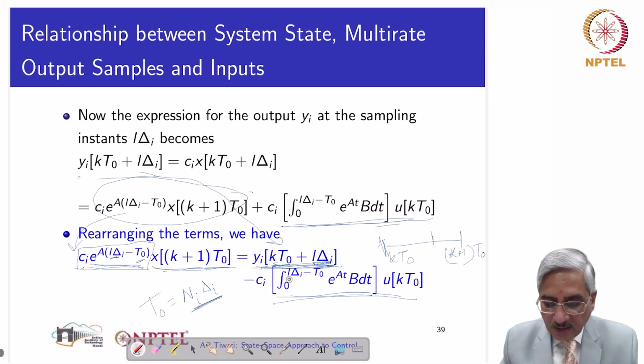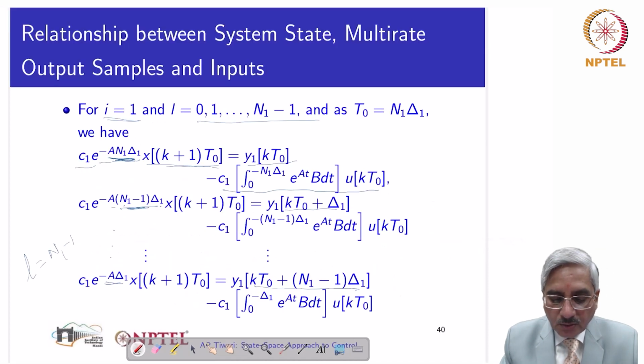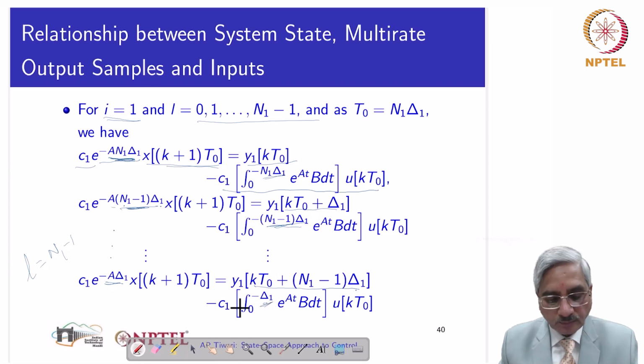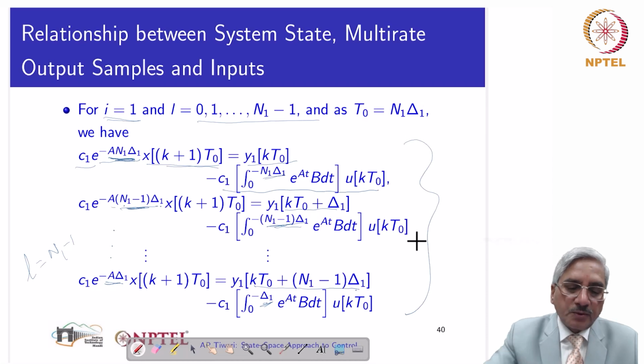This N1 delta 1 comes like this. This was L delta I minus T0. T0 is Ni delta I and L is 0, so Ni delta I with a minus sign, and of course I is 1, so N1 delta 1. Next instant it becomes 1 less than N1 and so on. At last it becomes just the delta 1. So we get this for the first output.